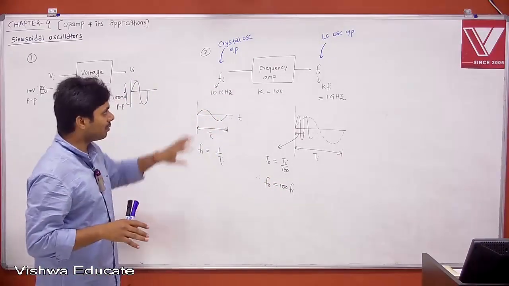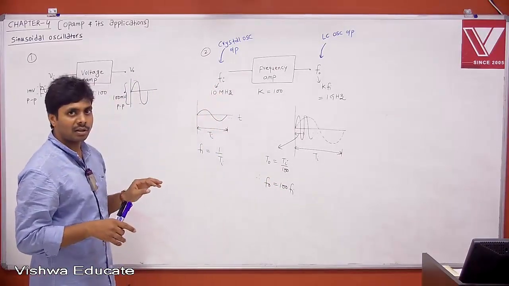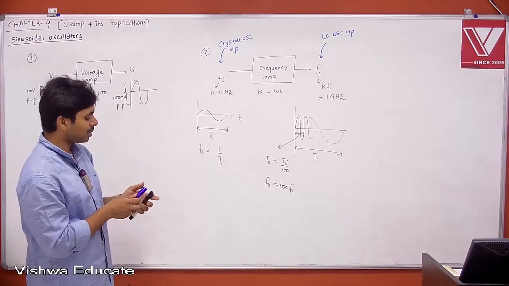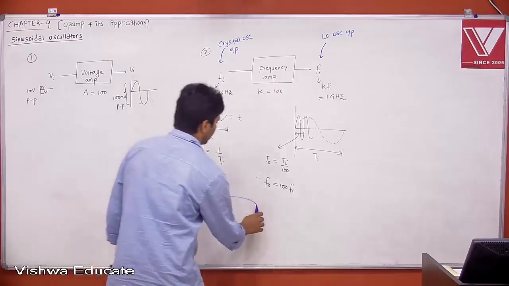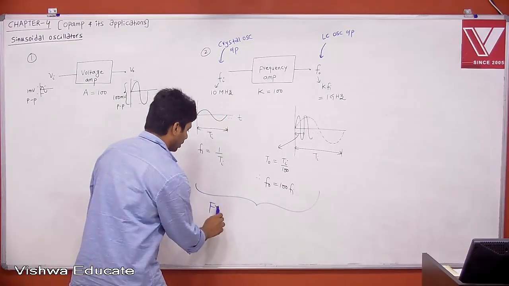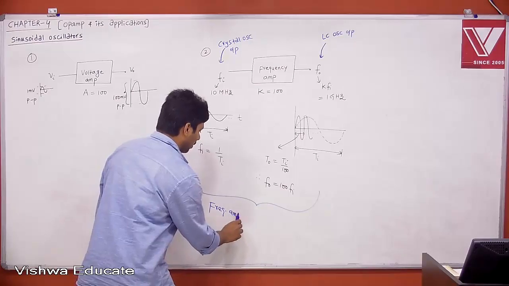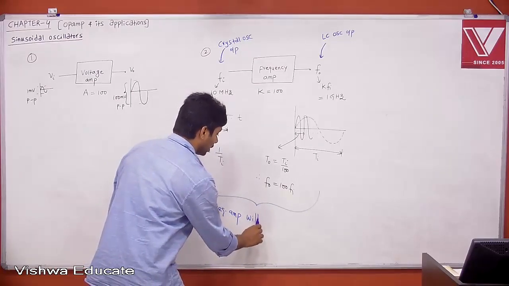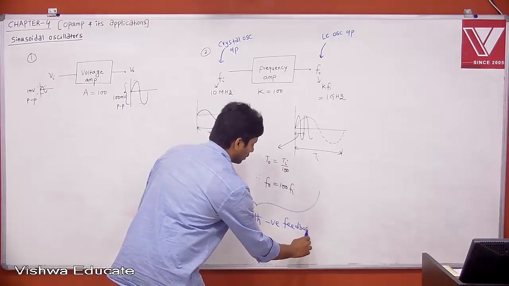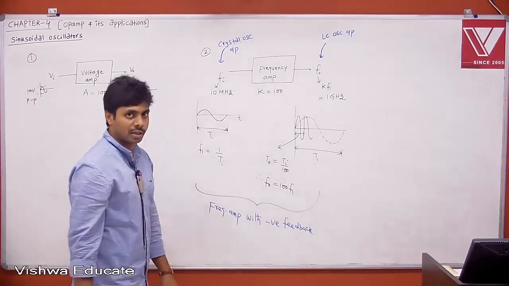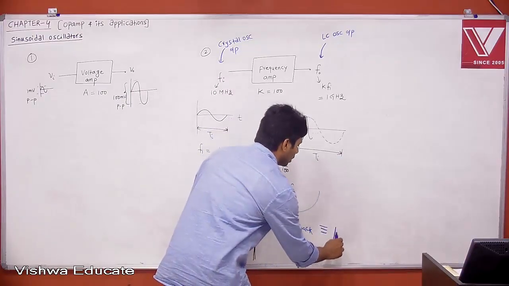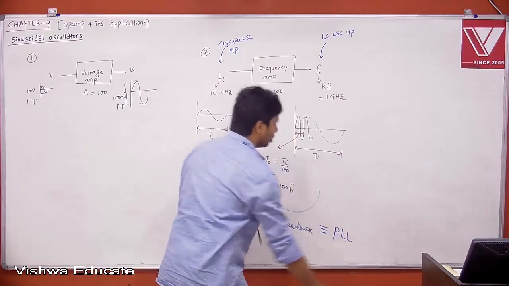You know what is the technical name of a frequency amplifier with feedback? If you add feedback to the frequency amplifier, this is what people call a frequency amplifier with negative feedback. Feedback is for frequencies, not for voltage signals, okay? A frequency amplifier with negative feedback is what is called a PLL, phase lock loop.